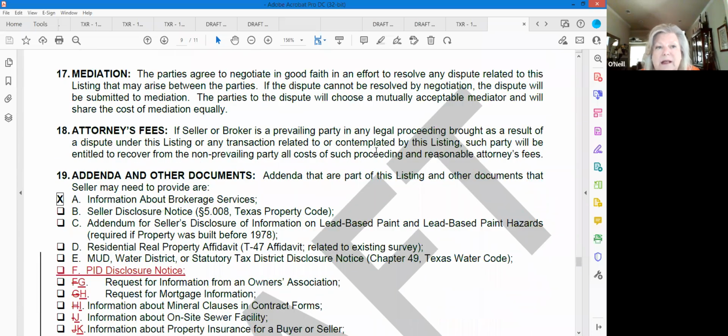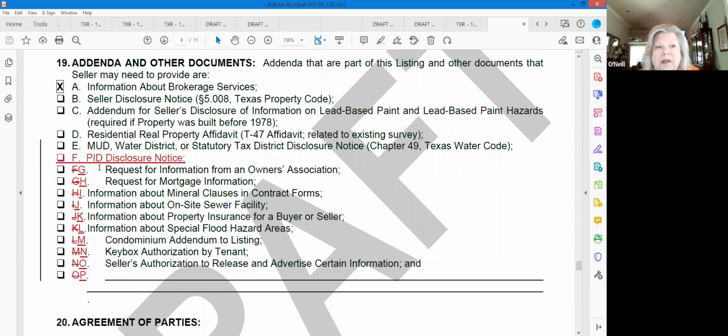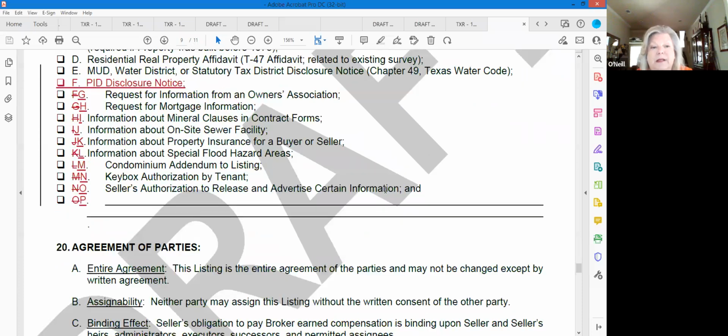The next one is the addenda. What they added was the PID disclosure notice so that you don't have to write it in other here, where you write in any other addenda that you want to attach to the listing agreement, any other forms that you may have. It's important that you know that it's now here, it's applicable in the event the sellers have notified you or you are aware that the property is in a public improvement district.